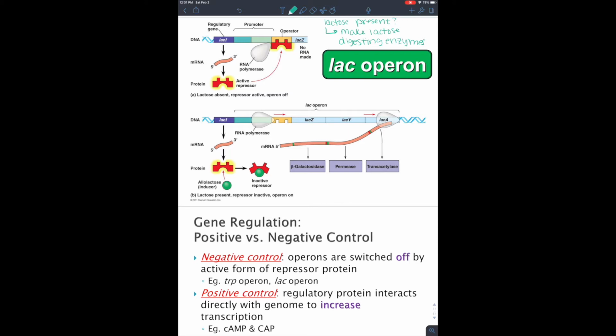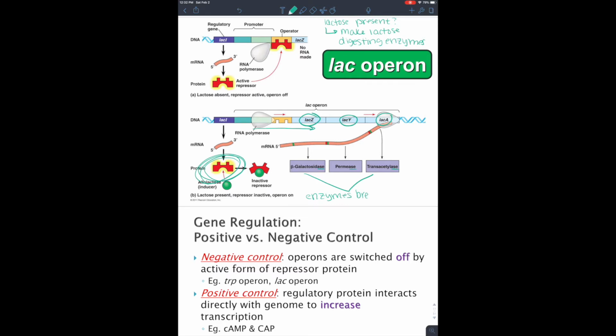I'm going to remove that part that attached to the operator, that repressor. I'm going to take it off. That's going to allow my RNA polymerase to get moving, and it's going to start to make these genes transcribe: beta-galactosidase, permease, trans-acetylase. These are enzymes that are going to break down lactose.